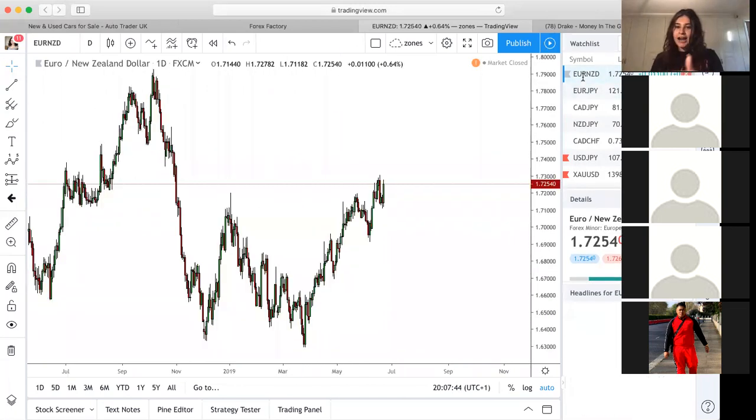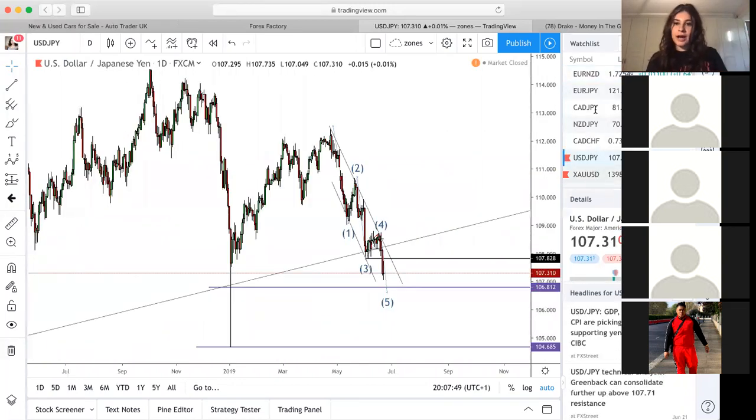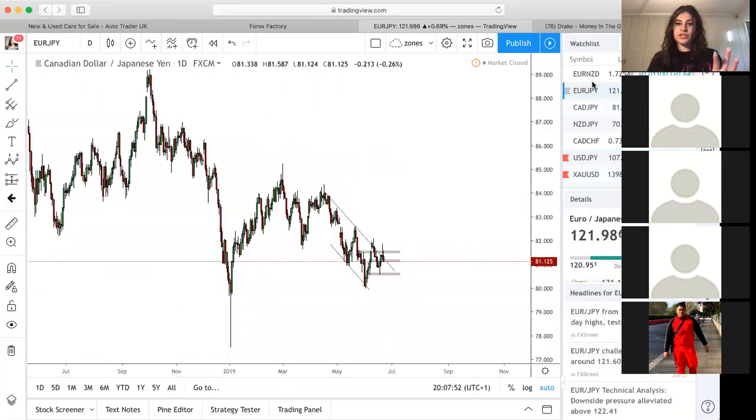Anyway, so the ones that I highlight are the ones that I'm actually looking at and the ones I'm waiting for a move to happen, right? The other ones, there's nothing really going on, so I'm kind of just leaving it.